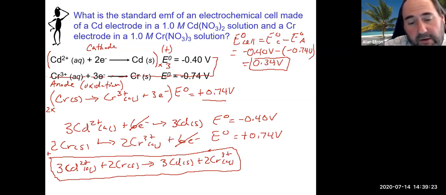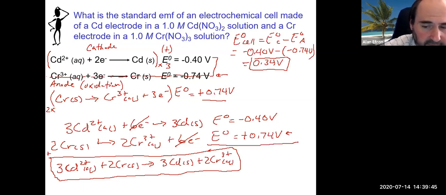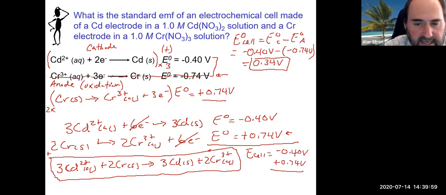Now, there's some people that want to do everything, like I said, technically correct. And technically correct, this value is not correct for what's happening here. This value is correct for what's happening here. And if you decided to change the sign like we did here, we can just add those together. E of the cell would be minus 0.4 volts plus 0.74 volts, because we changed the sign, and we would get 0.34 volts.